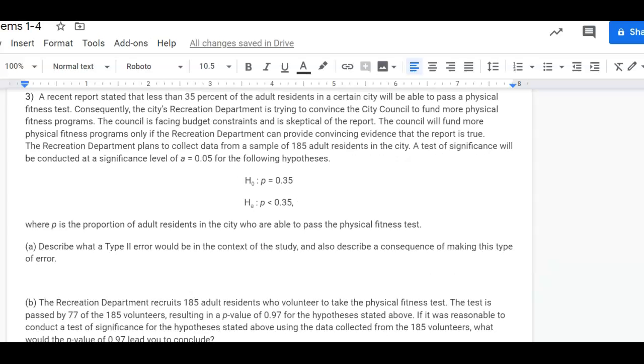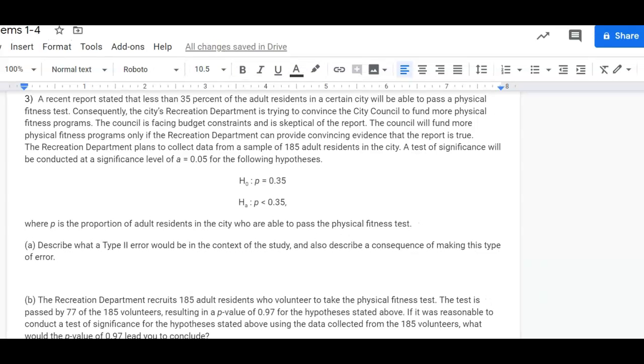Describe what a type 2 error would be in the context of the study, and also describe a consequence of making this type of error. So this is actually an easy problem described as a difficult problem. There's not really a lot that you have to be super good at in order to be successful at this problem. For part A, first you have to remember the difference between type 1 error and type 2 error.